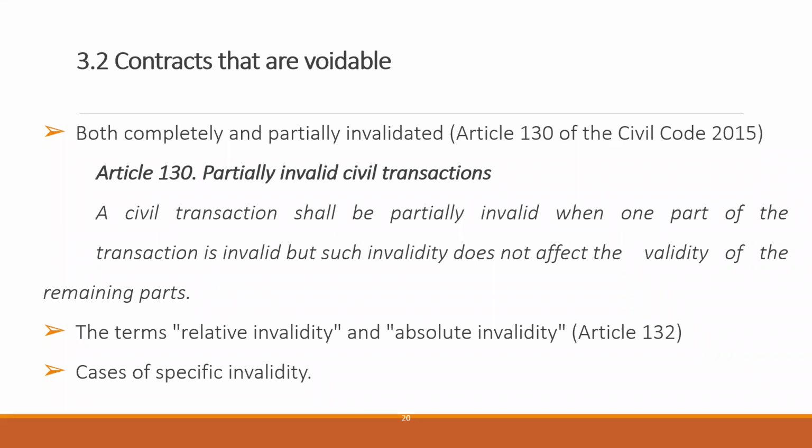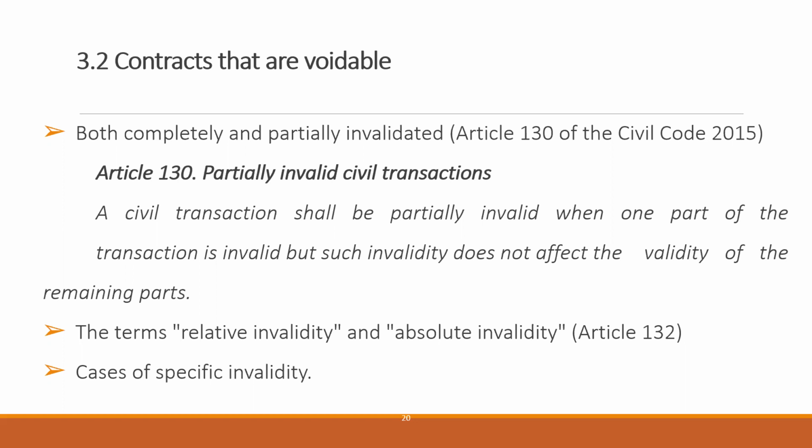Contracts that are void can be either completely or partially invalid. Article 130 of the Civil Code: a civil transaction shall be partially invalid when one part of the transaction is invalid, but such invalidity does not affect the validity of the remaining part.